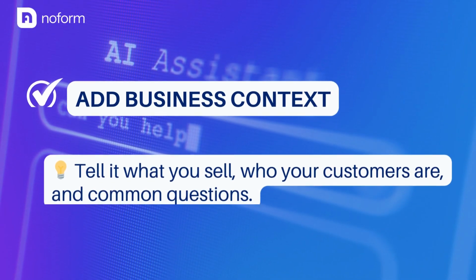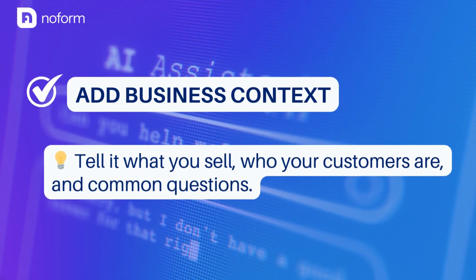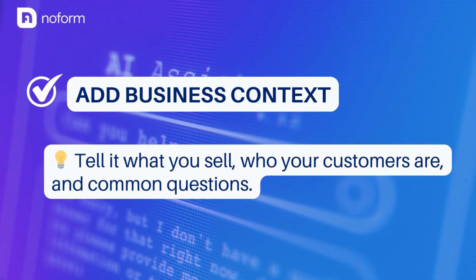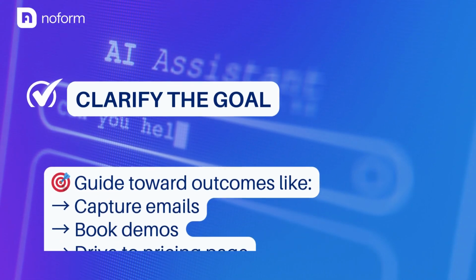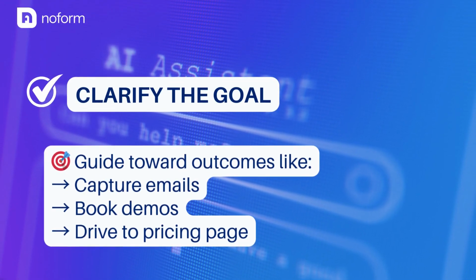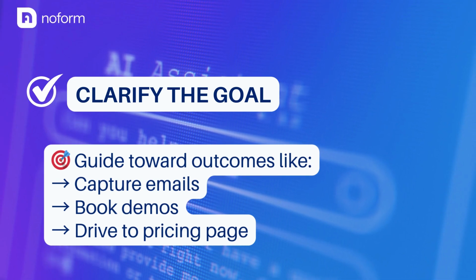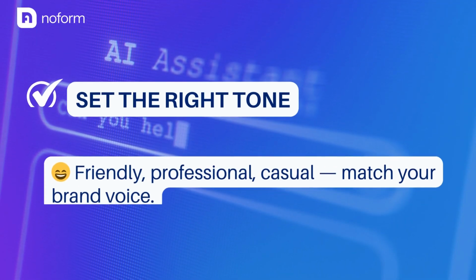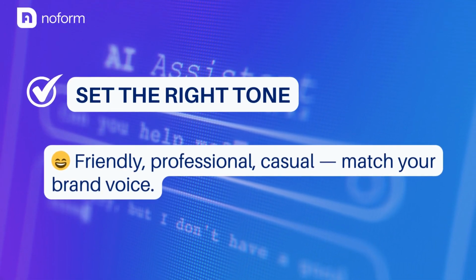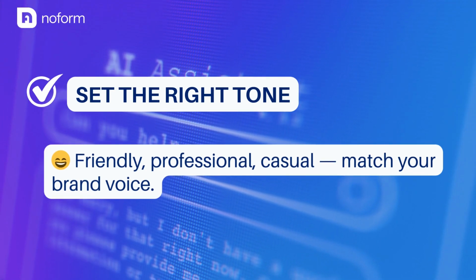Provide business context. Tell the AI what you sell, who your customers are, and what visitors usually ask. Define the goal. Whether it's booking calls, collecting emails, or explaining services, the AI should guide toward it. Match your tone. Casual, professional, helpful, or friendly. Your AI should sound like your brand.